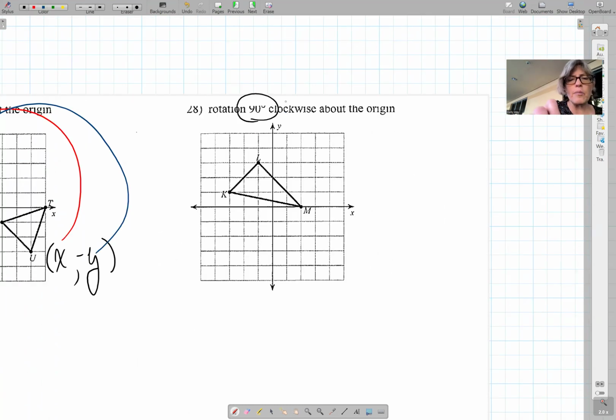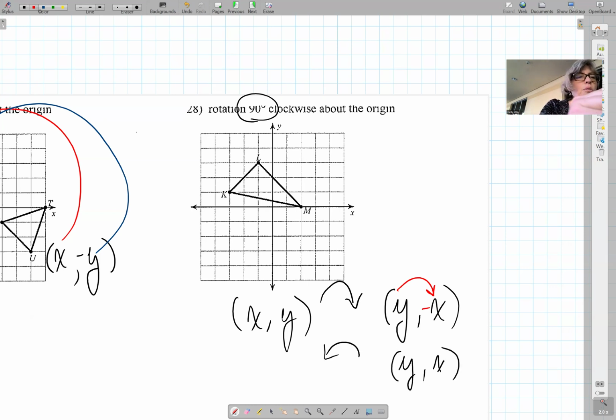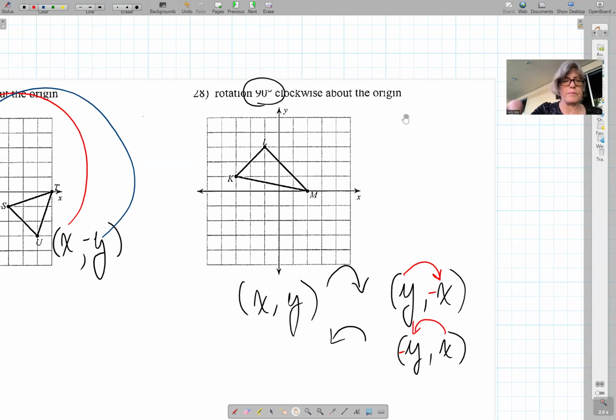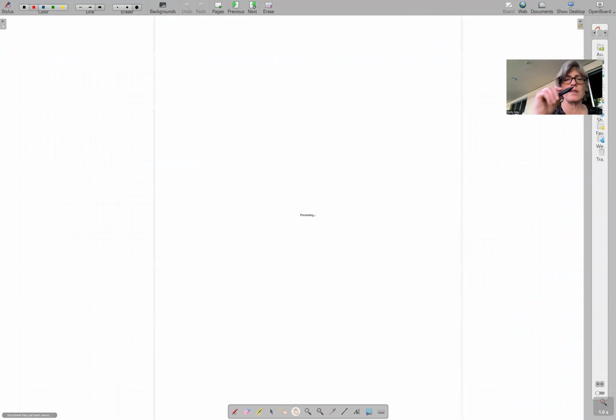Rotating 90 about the origin. You switch and flip the sign depending on whether it's clockwise or counterclockwise. Clockwise, you would go y, x, and then you would flip the sign to the right. Counterclockwise, you would go y, x, and flip the sign on the left. Here you look at it and determine what the transformation is.